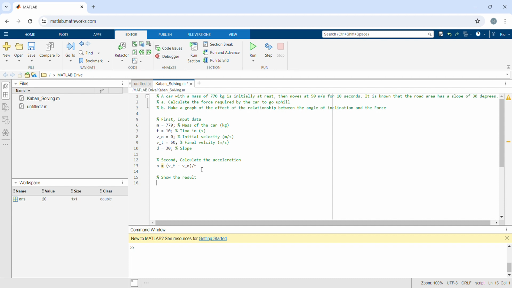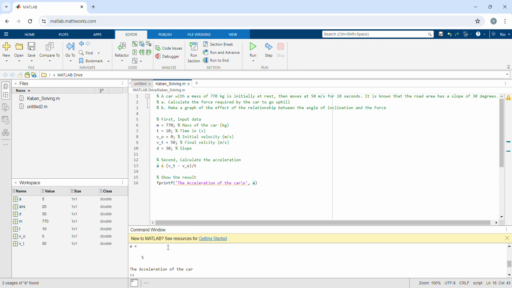We are using this formula, fprintf, and then we can make any title that we want. For example, I would like to write the acceleration of the car, and then don't forget to write the symbol of the acceleration, a. So we will run the code. And right now we got 5 for the acceleration.